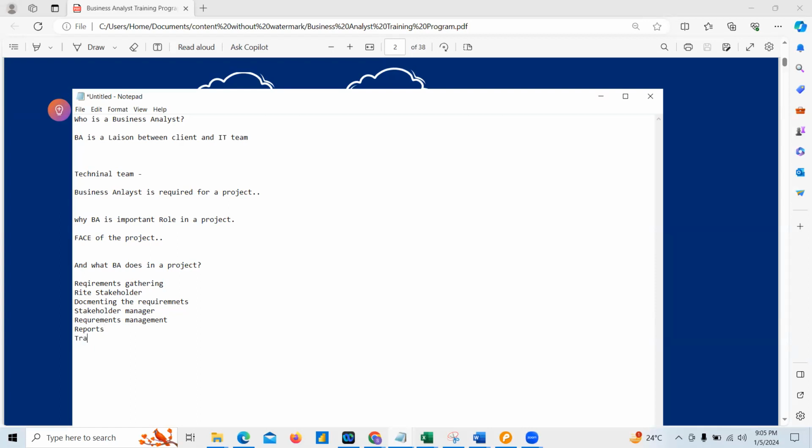Okay. Tracking the project. Okay. Handling the client stakeholder. That is what stakeholder management is. Right. So there are a lot of things a BA does in a project apart from requirements gathering and documenting the requirements. Okay. Prioritizing the requirements. All these are the prime responsibilities of a BA.